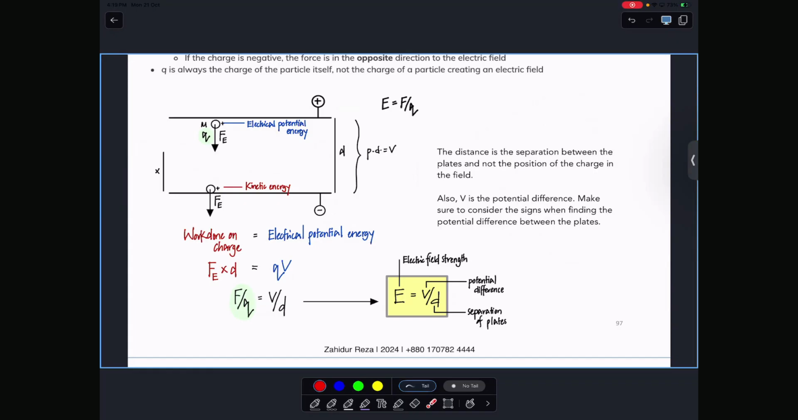What does X represent? X was the location of the charge. And the location of the charge doesn't really have an impact on our equation.